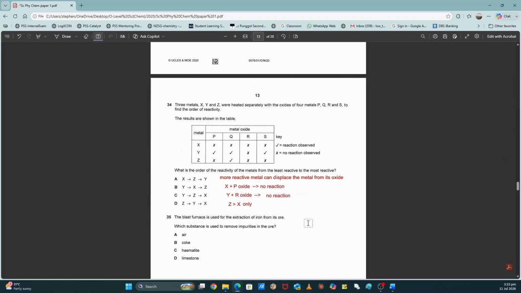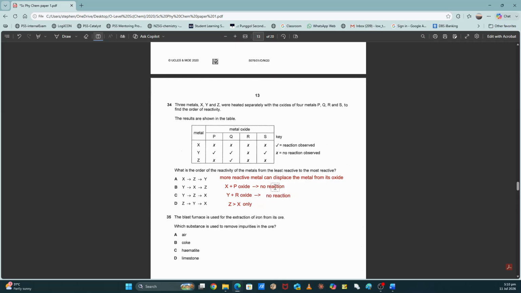Okay, so Y looks very powerful, right? Because it can displace the matter from outside. So although it's not directly X, Y, Z, if the question is X, Y, Z, and S outside, it's much easier. But this one is a bit tricky because this is not X, this is not Y, it's not Z.